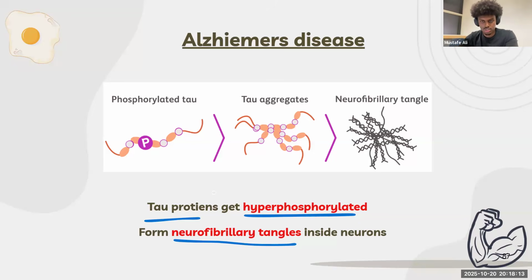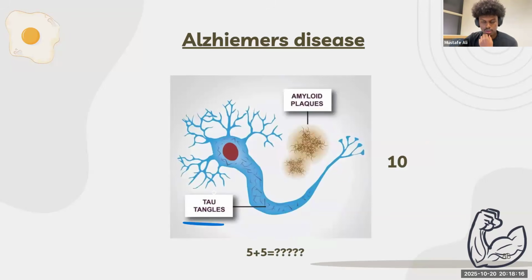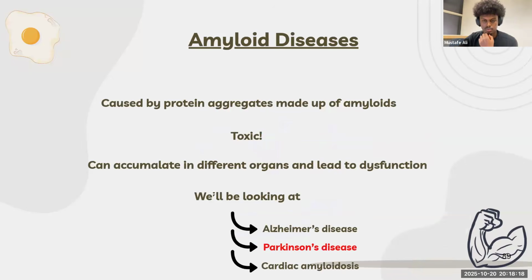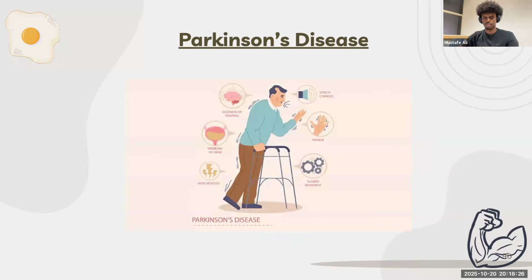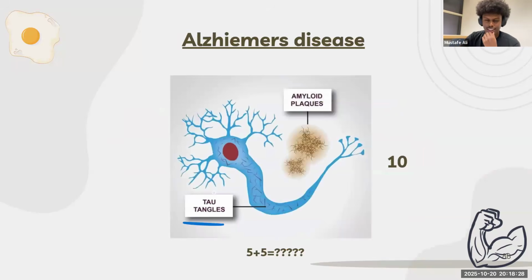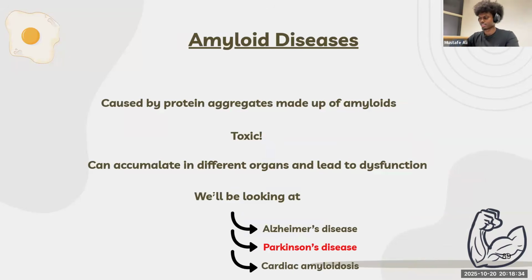Did that make sense, or should I repeat one more time? All good? Okay, okay. Now, that's a very good question, Lamar. 5 plus 5 is 10, right? Yeah, it's 10. I'm not good with maths. But let's move on to another disease, Parkinson's disease.